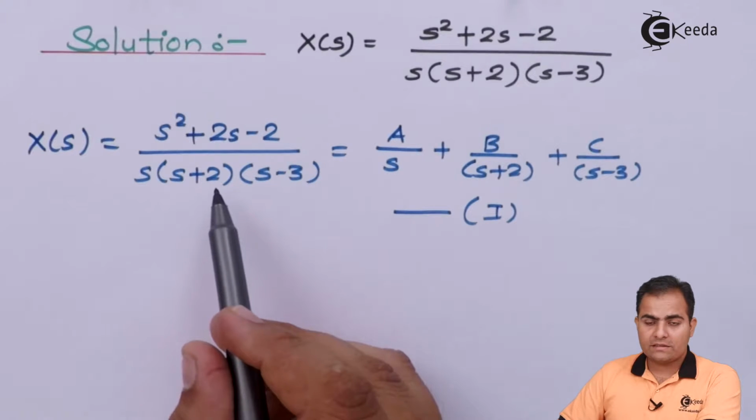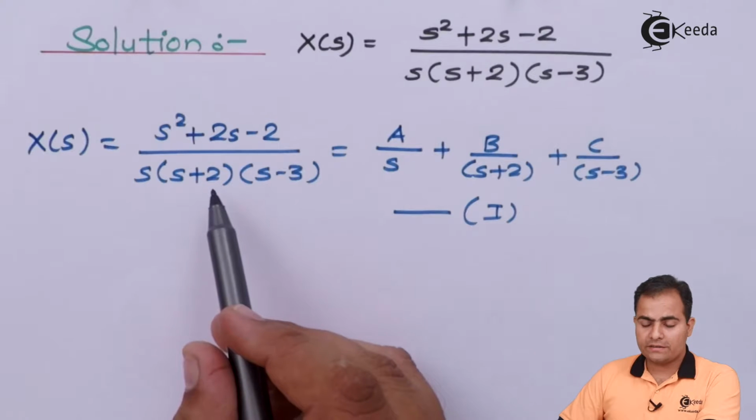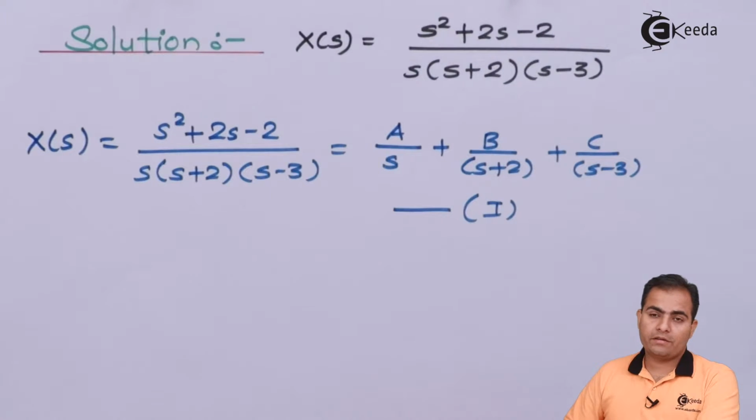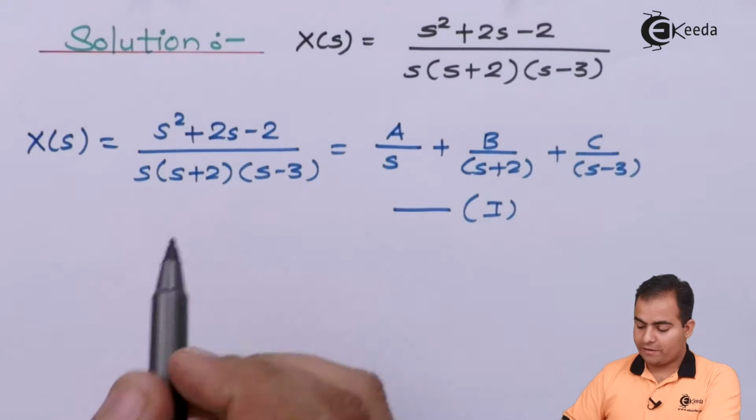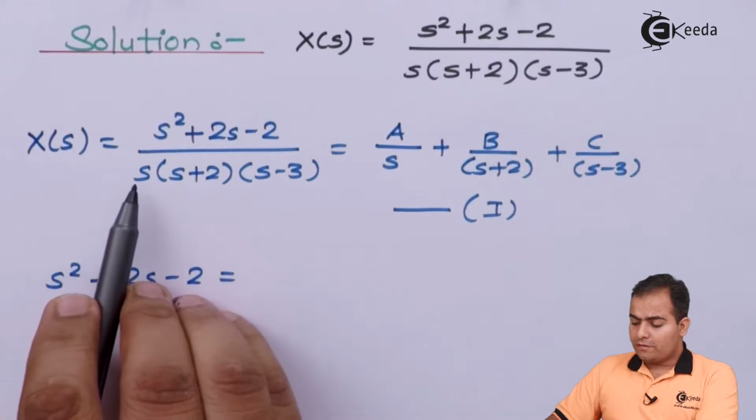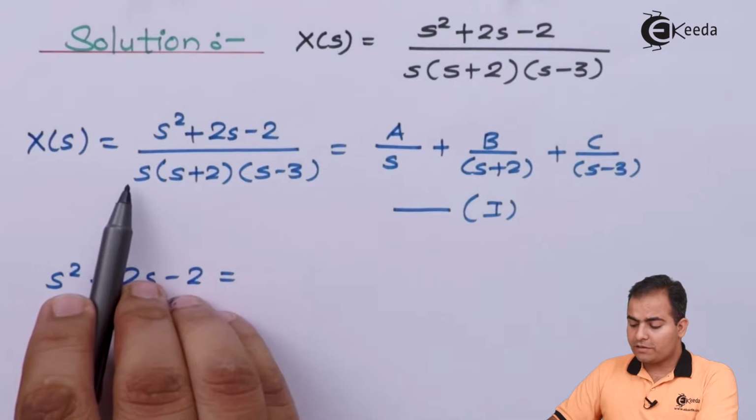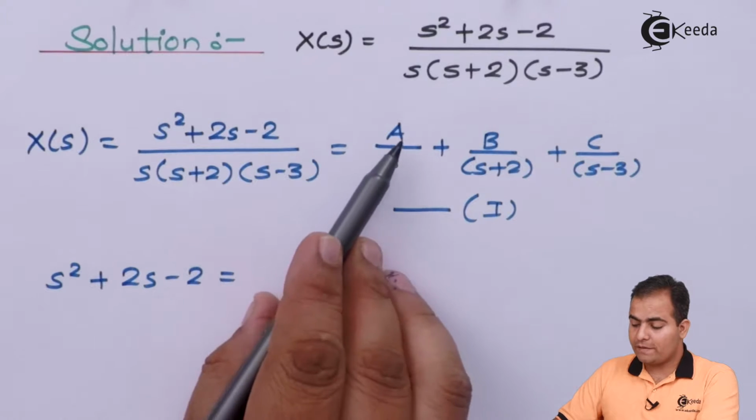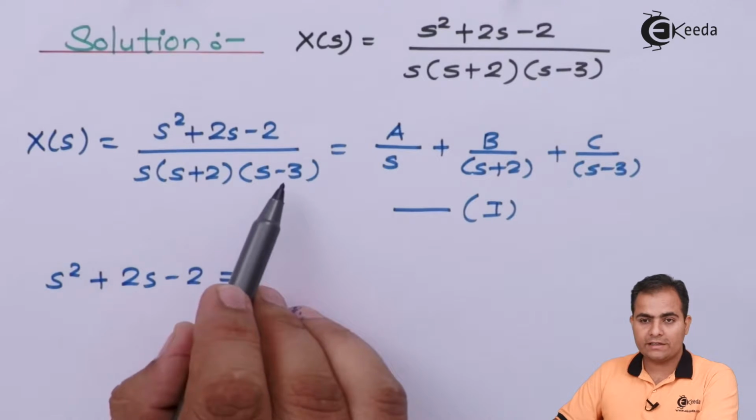Now multiply the denominator which is placed on the left hand side on the right hand side. So what will be there on the left hand side? Only the numerator part. Now look at it. First of all, I'll multiply this whole denominator with a. This s and this s will get cancelled, so a will be multiplied with s plus 2 and s minus 3.